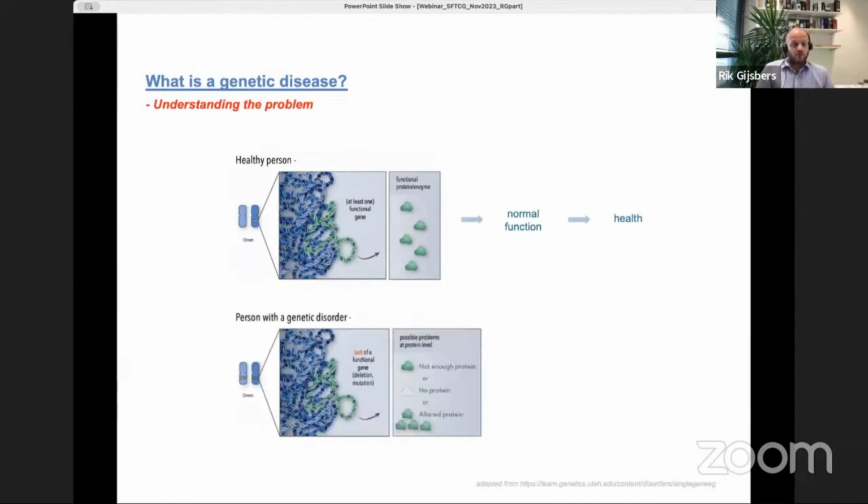However, we also know that people suffering from a genetic disorder mostly have errors or a lack of certain base pairs or mutations in certain base pairs. This results in the lack of a functional gene, which may result in either not sufficient protein, no protein at all, or a protein that is altered in its fold or in its function. This results in a suboptimal or an absent function, which will lead to disease.